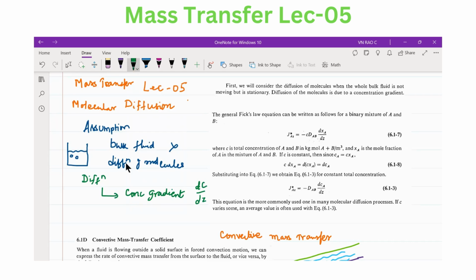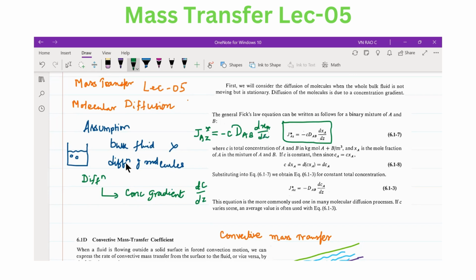So the general Fick's law is written in this form. J A Z star. Z is the direction in which the molecule is moving, A is the component which is being transferred, and J is the flux. This is for a binary mixture of A and B. So there is a diffusion. It is minus C DAB dxA by dz.